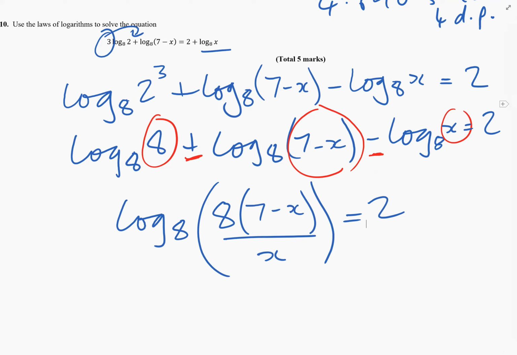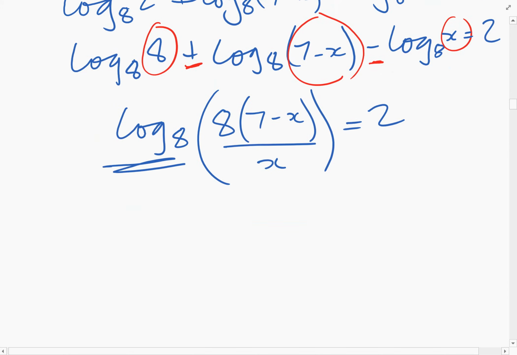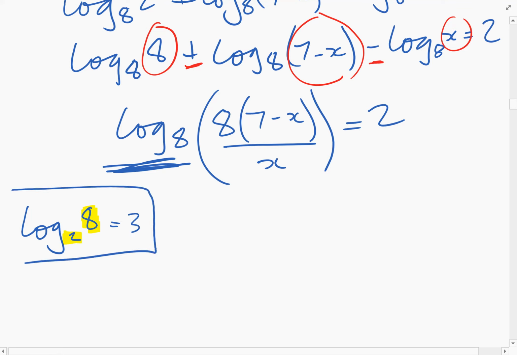So we could do with getting rid of this now. Okay, now remember the rules of logarithms. If you have, say, log 8 to the base 2, that just means what power of this 2 will give you 8. So the answer to that would be 3. That's because 2 here to the power of this will equal this. So 2 to the power of 3 equals 8.